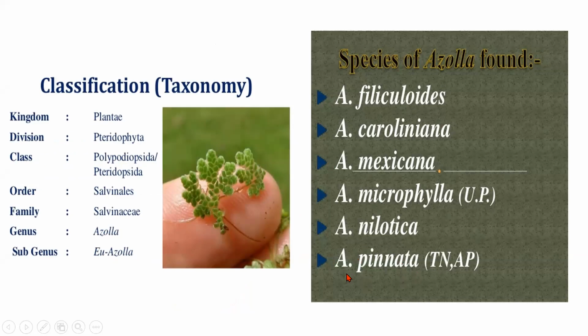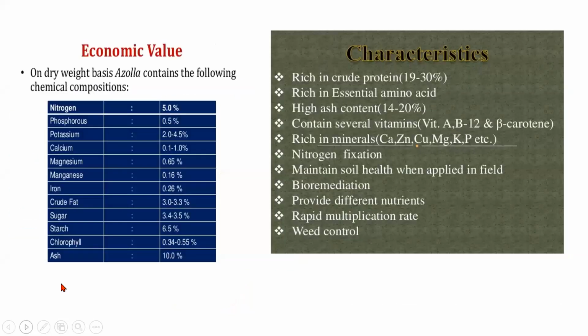Azolla pinnata is common in Tamil Nadu. And for economic value, you have all these important fertilizers, NPK. The chief chemical fertilizers which are used are NPK. So you have nitrogen at 5%, and potassium is also quite high. Apart from the major nutrients, you have magnesium, manganese, iron, all these minor nutrients, micronutrients you call them. So azolla is rich in macro as well as micronutrients.